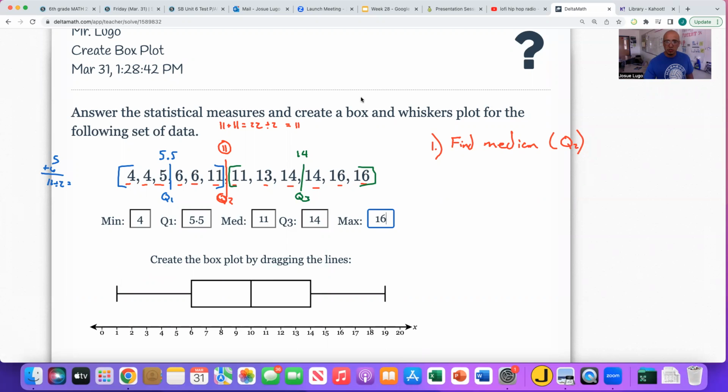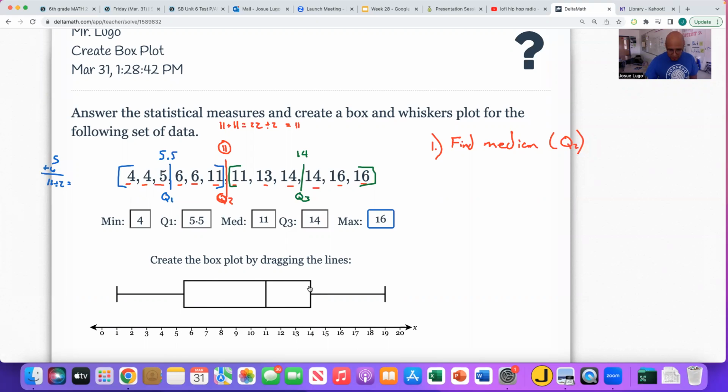Let's begin with our Q2, with our median. So the median is 11, so I need to take this line, click on it, and you can shift it. I'm going to put it right here at 11. Not 11.5, not 10.5, but right at 11. There it is. Q1 is 5.5, so it's going to be between 5 and 6, so it's going to be right here. There it is, 5.5.